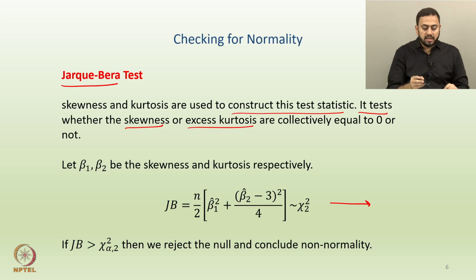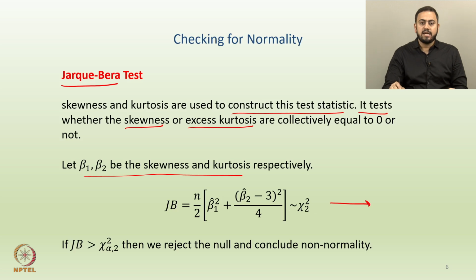And by the way, this JB test statistic is based on two things, skewness and kurtosis. Let's say beta 1 and beta 2 represent skewness and kurtosis respectively. Then what exactly is the test statistic? This JB is n by 2, and then you have a bracket, and then beta 1 hat square plus beta 2 hat minus 3 whole square divided by 4.